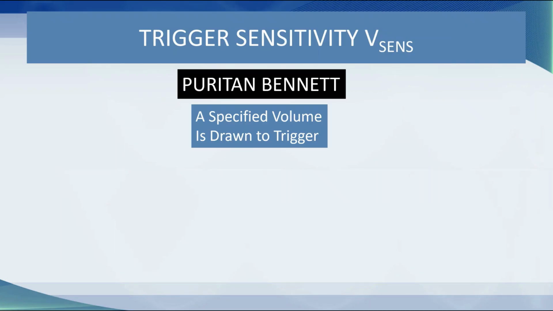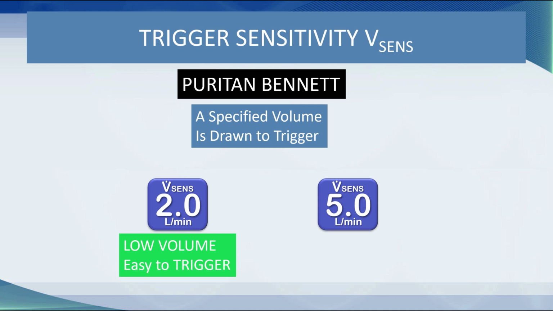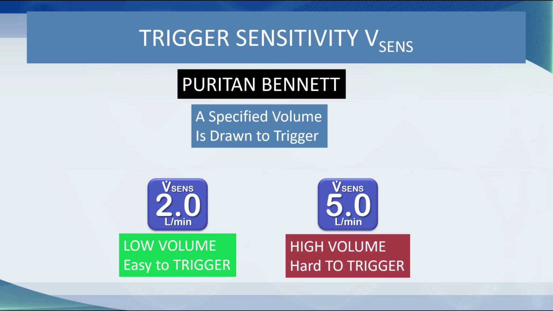So the trigger sensitivity on a Puritan Bennett ventilator is based on a specified volume drawn to trigger. If it's a 2 litre sensitivity or a 5 litre sensitivity, there's a big difference. The 2 litre is low volume and it's easy to trigger. The 5 litre is high volume and it's harder to trigger.